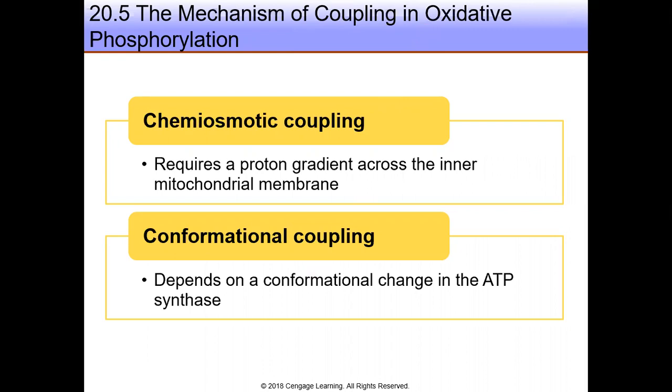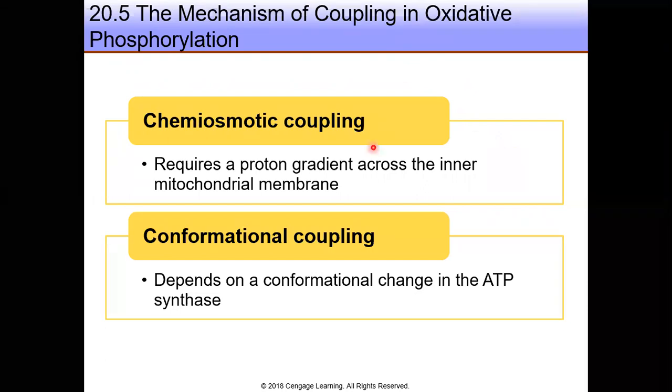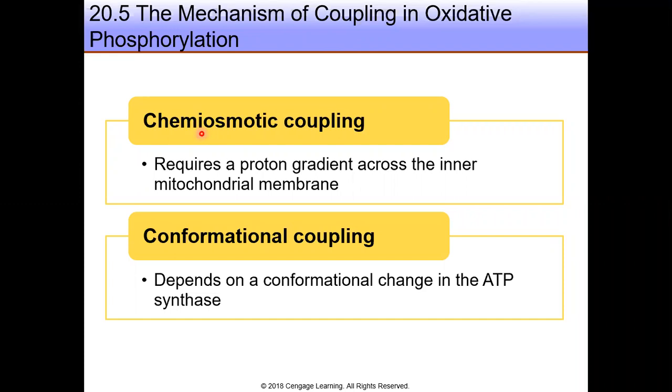Now we want to talk about the mechanism of coupling in oxidative phosphorylation. Several mechanisms have been proposed to account for the coupling of electron transport and ATP production. The mechanism that served as the point of departure in all discussion is the so-called chemiosmotic coupling, which was later modified to include a consideration of conformational coupling. Chemiosmotic coupling requires a proton gradient across the inner mitochondrial membrane. Conformational coupling depends on a conformational change in the ATP synthase.